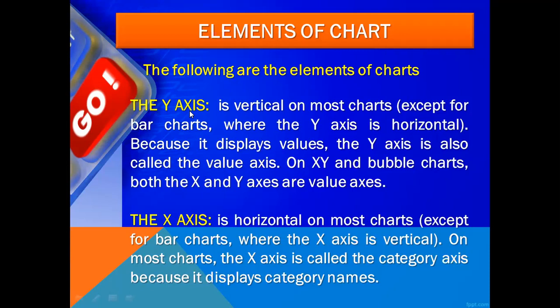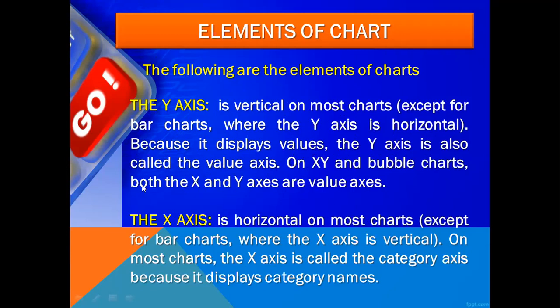The y-axis. There are x and y. You have to write an axis. The y-axis is vertical. It is vertical on most charts except for the bar chart, where the y-axis is horizontal. In a bar chart it will show as horizontal, otherwise it is vertical. Because it displays the values, the y-axis is also called the value axis.